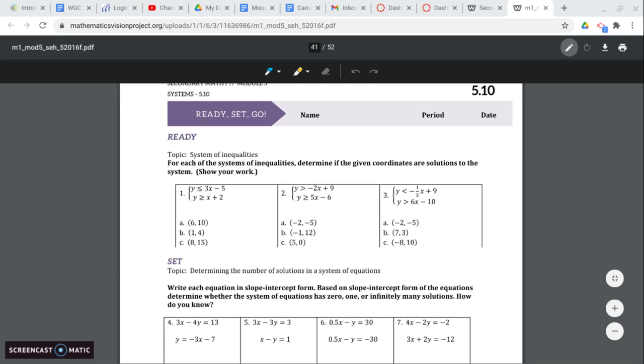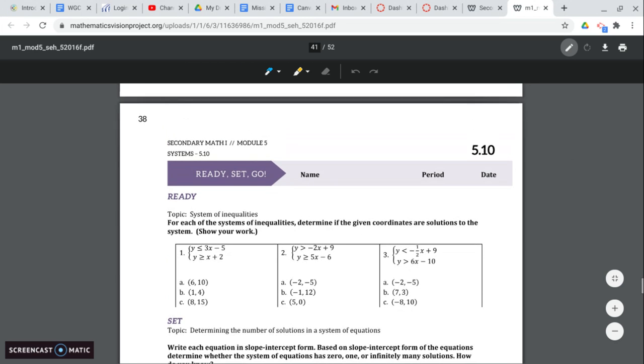Show your work. So what we're going to do, just like when we're given regular systems of inequalities, we have to have the coordinate work for both of the equations. So we're going to plug in the point 6, 10 for x and y in the first equation and the second equation to see if it works. If it does, we know it's a solution.